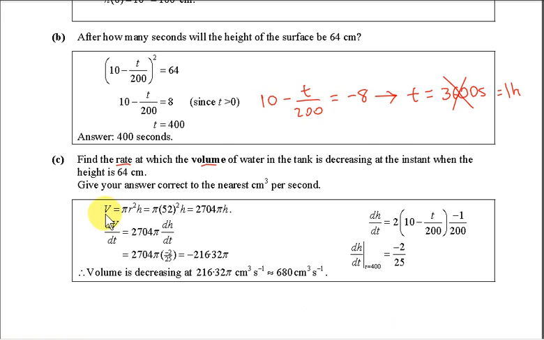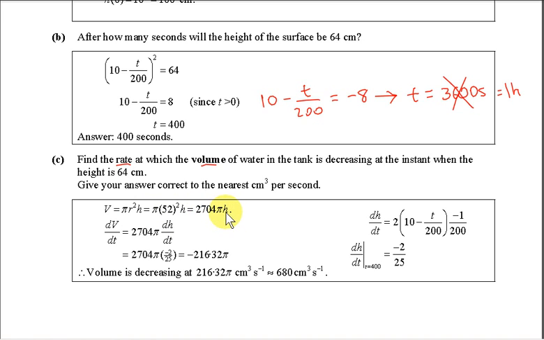So if we want to get the volume of water in the tank at any time, we need the formula for the volume of a cylinder, which is pi r squared h, where pi r squared is the circular cross-section of water, r is the radius of the water, which is the same as the radius of the tank essentially. We ignore the thickness of the tank. h is the height of water in the tank. So pi times 52 squared is just a constant. In terms of pi, this is 2704 pi.